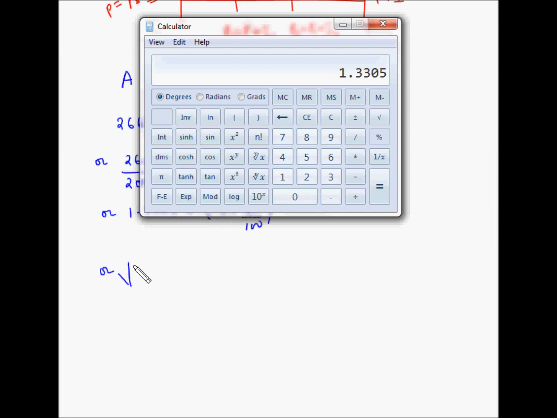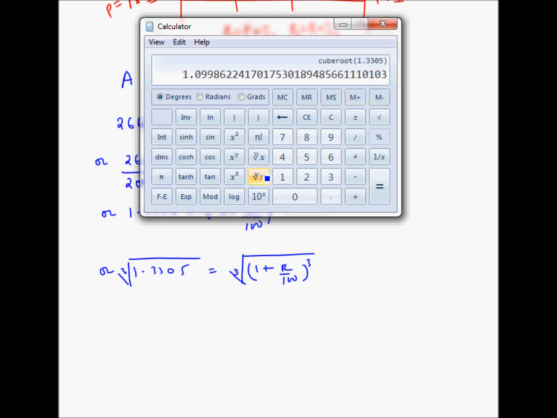So the cube root of 1.3305 is equal to the cube root of 1 plus R by 100 cubed. So this is the cube root. If I don't put this number, that means this is a square root. So for this number, we have to find out the cube root. So this is the cube root. So the cube root is 1.0998.